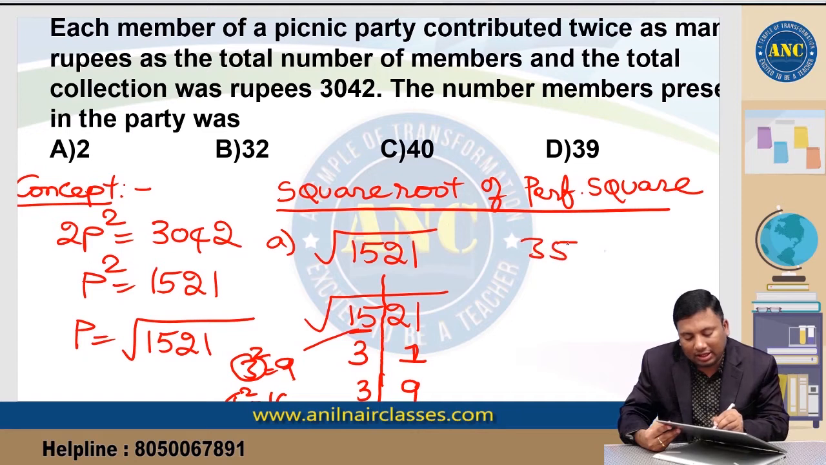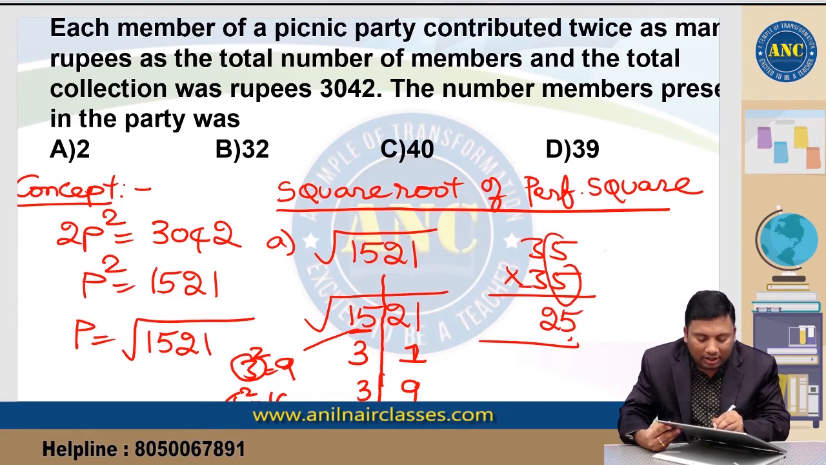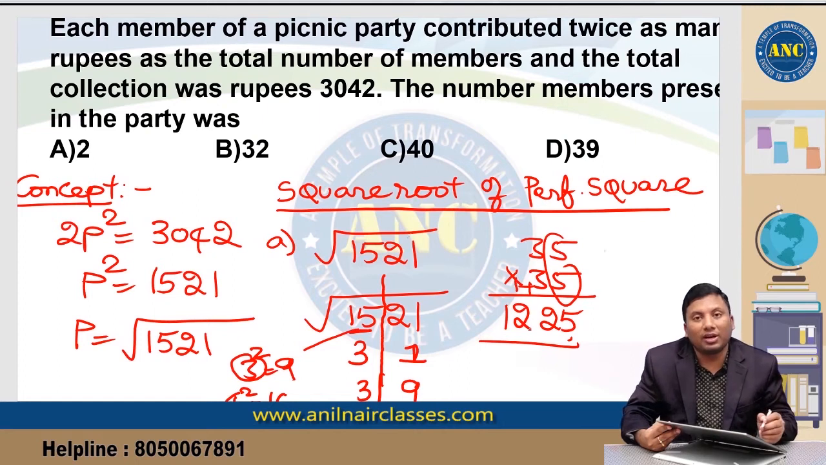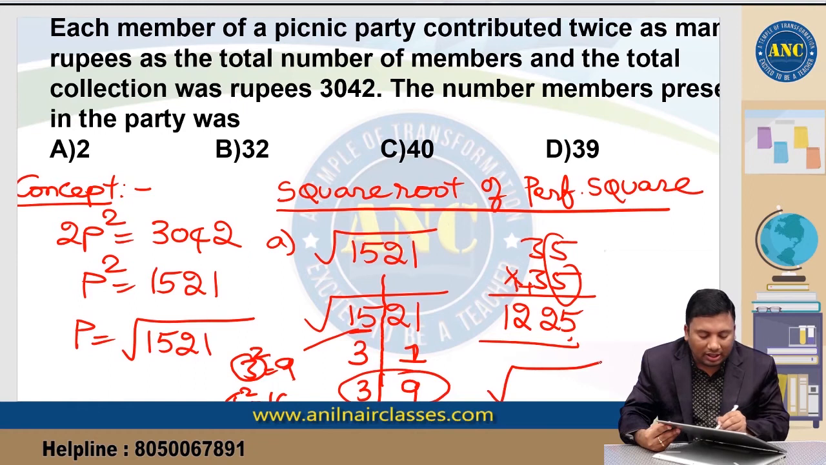But if you take 35 into 35, 5 5s are 25, add 1 to it. 3 plus 1 is 4. 4 3s are 12. 1521 is greater than 1225. So the answer has to be 39. So square root of 1521 is nothing but 39.